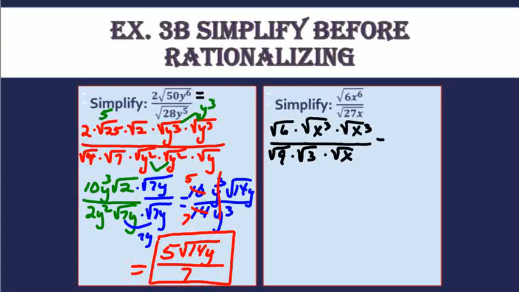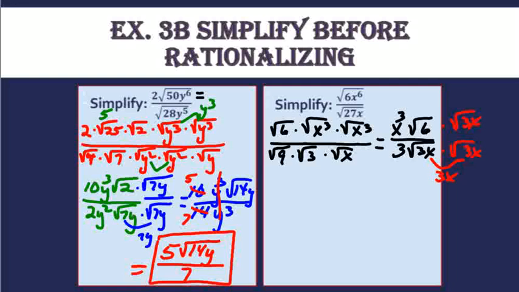So now if I were to rewrite this, now I have x cubed times the square root of 6. And in the denominator, I have 3 times the square root of 3x. Now, in order to solve for this, I need to get rid of the radical. So I need to multiply this by the square root of 3x, multiply the numerator by square root of 3x. So now, square root of 3x times square root of 3x is 3x. 3x times 3 is 9x.